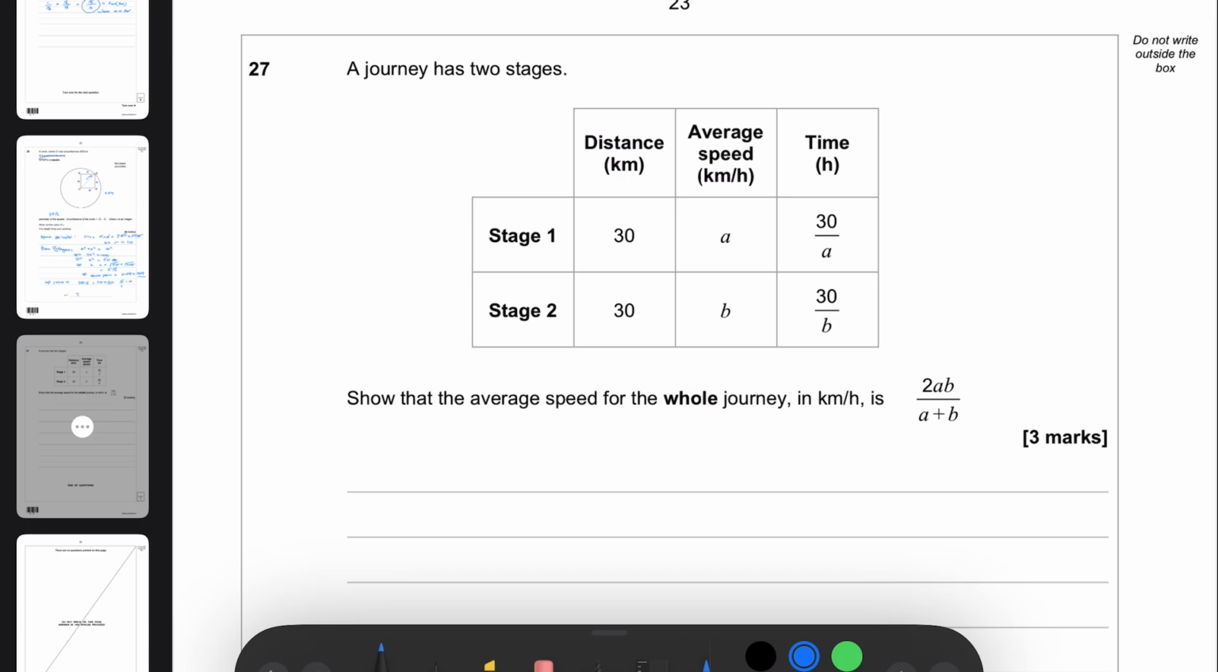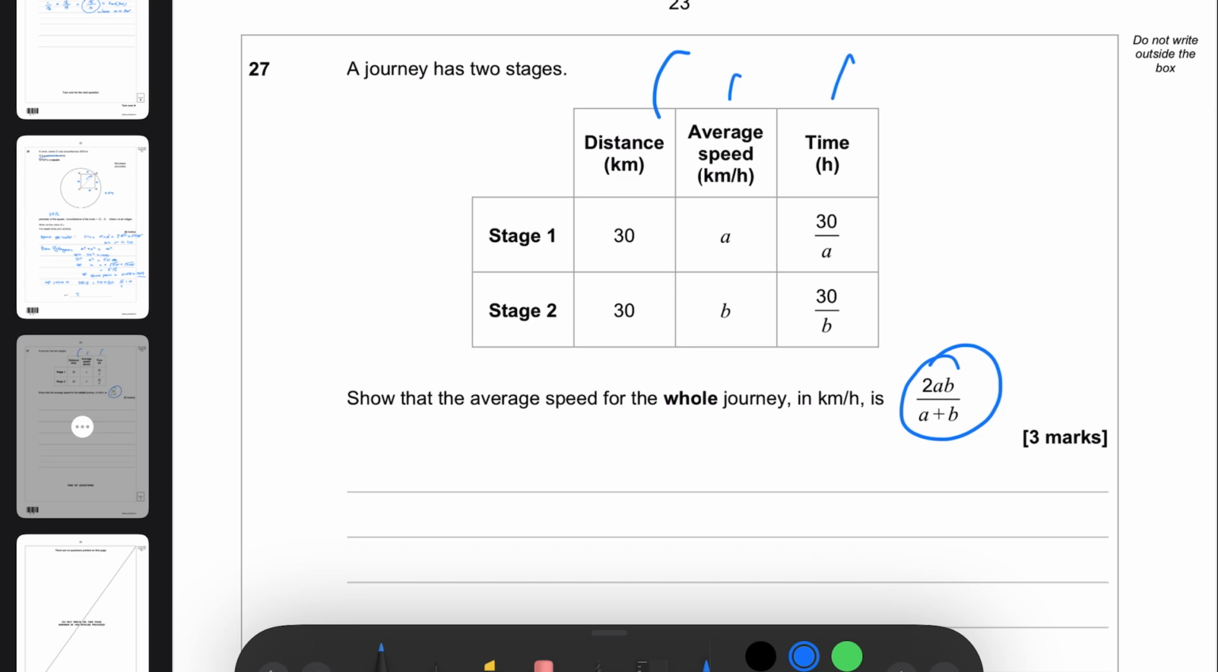A journey has 2 stages, right? Last question. Show that the average speed for the whole journey in kilometers an hour is, right, so average speed. So we know speed is distance divided by time. Although actually they give us all 3 of them, so we won't need this formula today. We have average speed. We want to show that it's 2ab over a plus b, so well, we can actually literally just calculate it from there, to be fair.